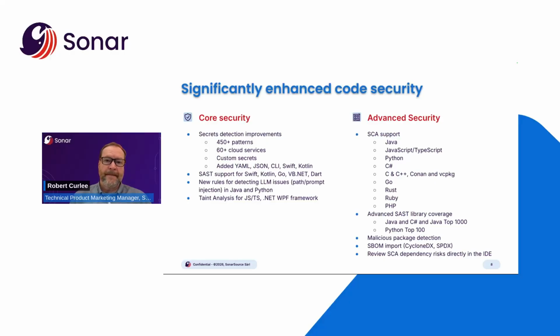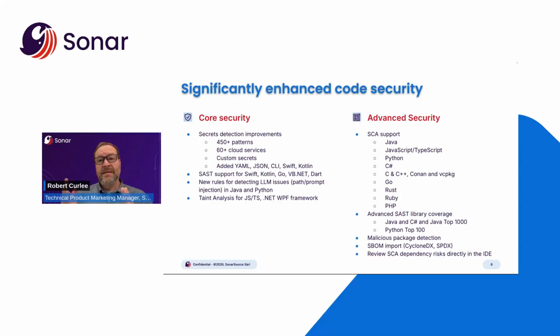We've added SAST support for new languages, Swift, Kotlin, Go, VB.NET, Dart, and we've added new rules for detecting LLM issues, specifically path and prompt injection in Java and Python. So that's very new, where there's dangerous things that LLMs are returning when you are getting code suggestions, and we're detecting those and making sure they don't end up in your code bases. And then we've added new taint analysis for JavaScript, TypeScript, .NET, WPF framework. So a lot of new cool stuff there.